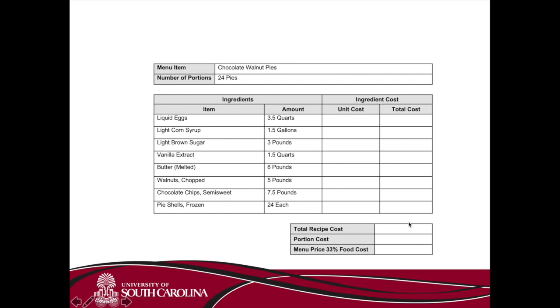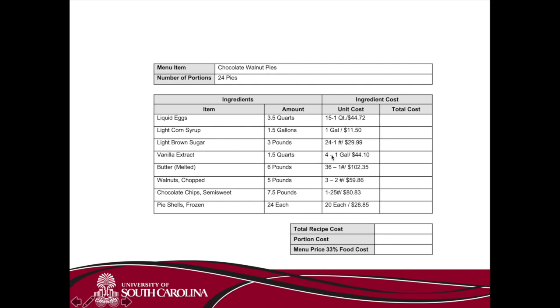We haven't put our unit cost in or our total cost in yet. So here's our unit cost just as we purchase it at the McCutcheon house. 15 quarts, 15 1-quart containers cost us $44.72. We buy our corn syrup by the gallon. We buy our brown sugar. 24 1-pound bags is $29.99.